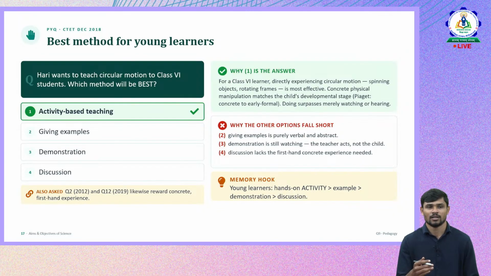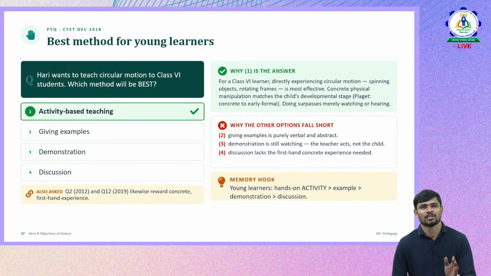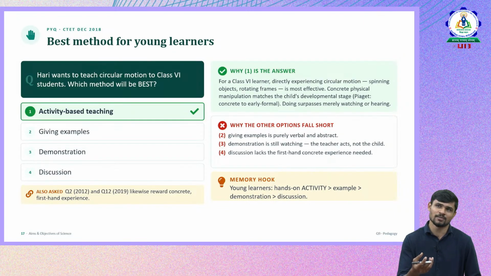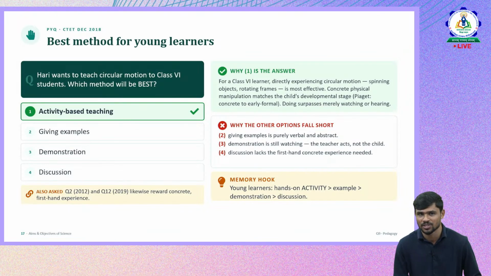Okay. Then discussion also helps because there is a lot of idea generation there, different perspectives and all. That is also better for teaching circular motion. But what is best is activity based. Okay. So sometimes the options will be so convincing to you, other options also will be convincing to you, but you have to choose the best one. And it is also asked in the question which method will be best, so that is what they asked. Okay.